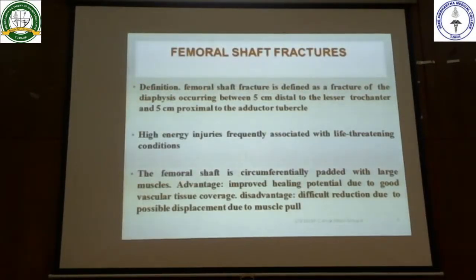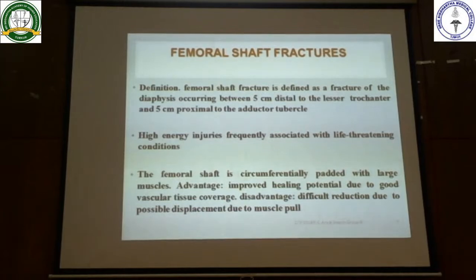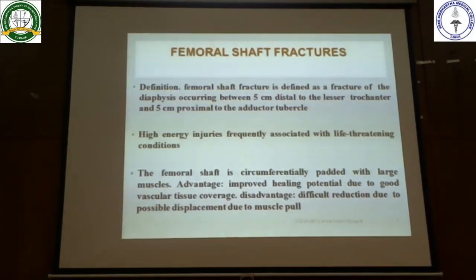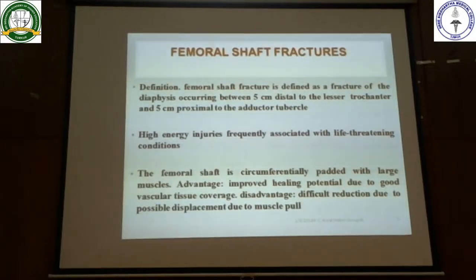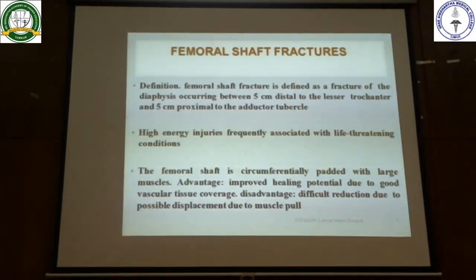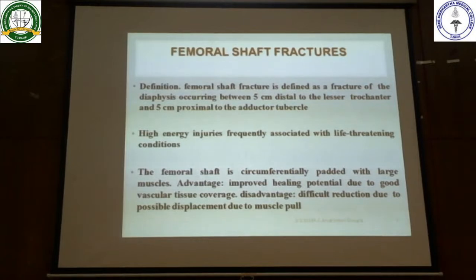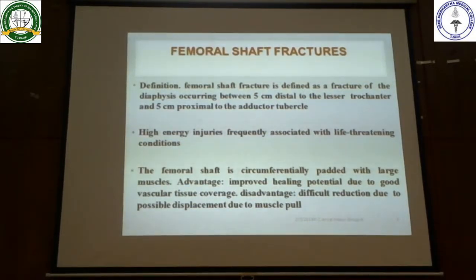Coming in brief to the fractures of the shaft itself. The femoral shaft fracture is usually defined as a fracture of the diaphysis. You already know the parts, the epiphysis, diaphysis, all those things, as far as the anatomy is concerned. So how do you define a fracture of the femur?